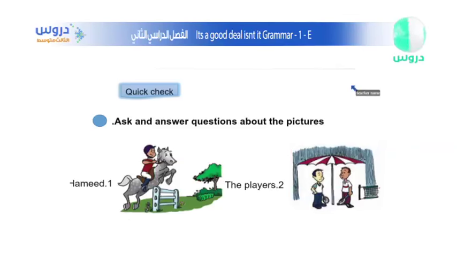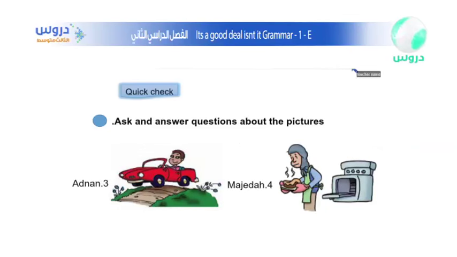Okay. Were the players able to play tennis? No, they weren't. It was raining. Okay. No problem. So, let's check this. Ask and answer us, Adnan and Majida. Majida. Sorry, Majida. Okay.